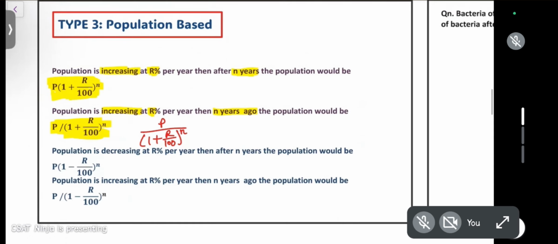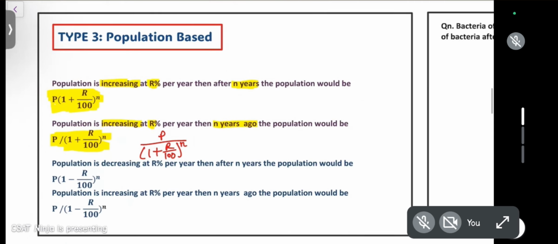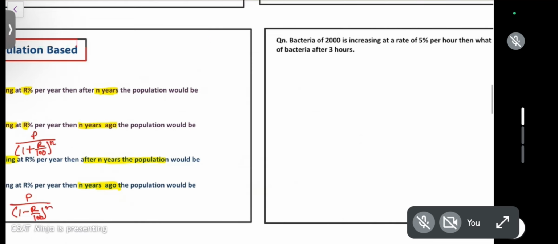Next is this. If it is decreasing, then obviously we know it is minus, so the difference is only this: there's a minus sign here. After n years is this, and n years ago is the same thing with a minus sign, so it will be P divided by (1 minus R divided by 100) to the power n. Let's try some questions based on this. The question is this.